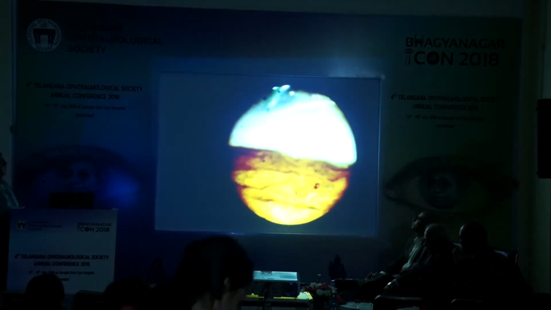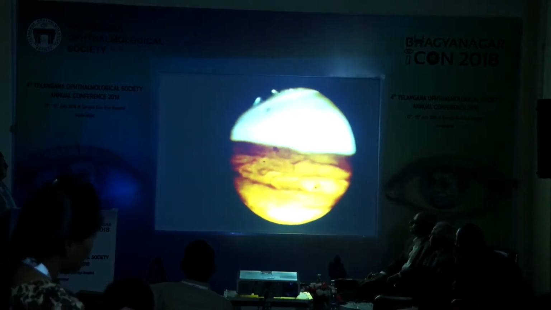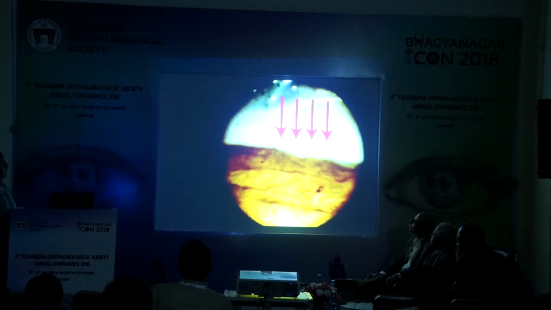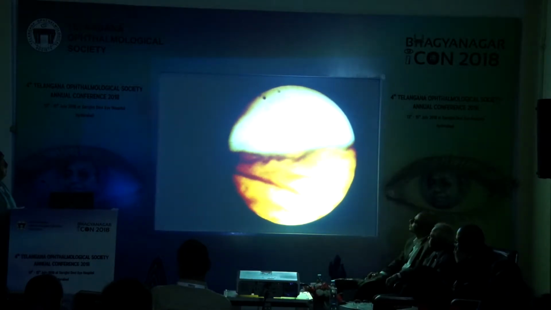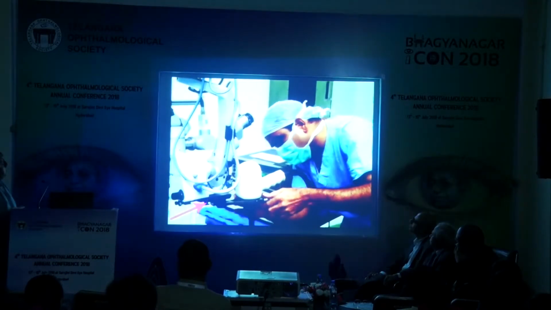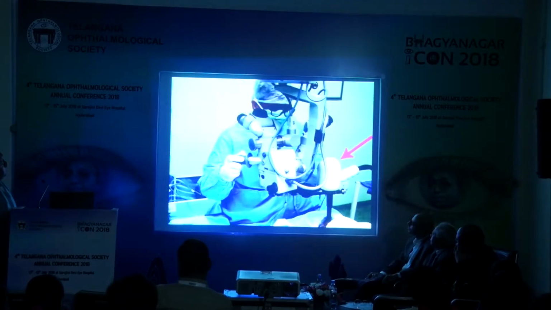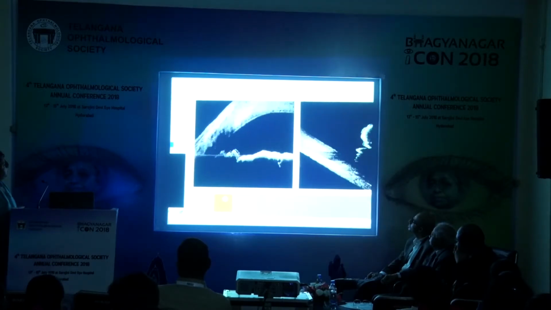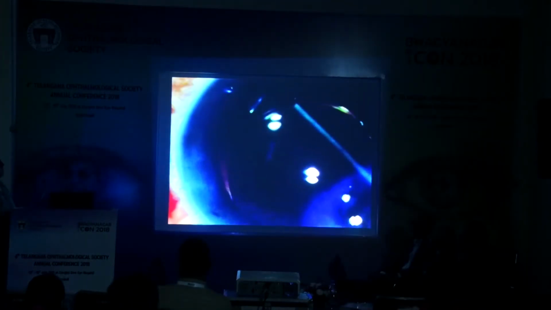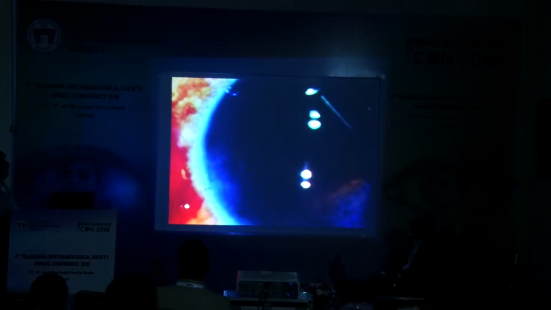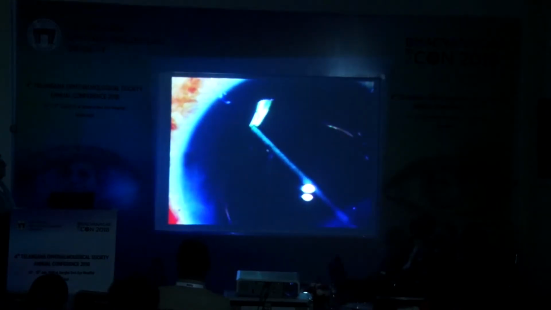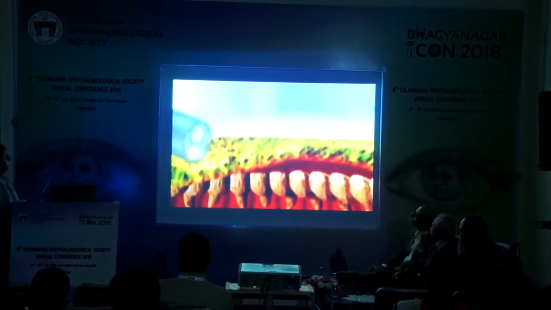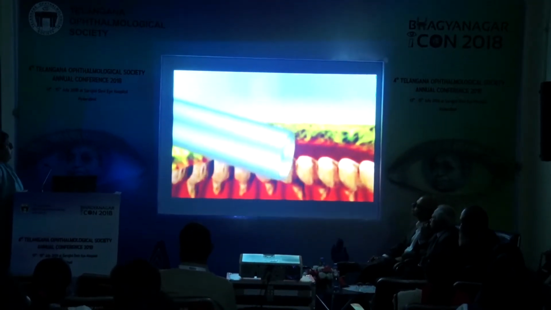Here, in this case, you can see the inferior 180 degrees. Except for 1 clock hour, the rest of the angle appears closed. We then mount the intraoperative AS-OCT onto the microscope and take images. Following this, we inject cohesive ophthalmic viscosurgical device to expand the ciliary sulcus and create space for the endoscopic probe.